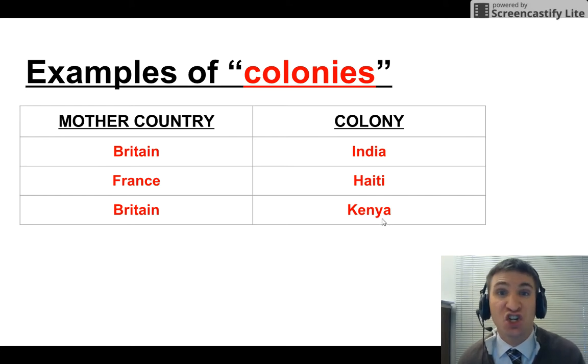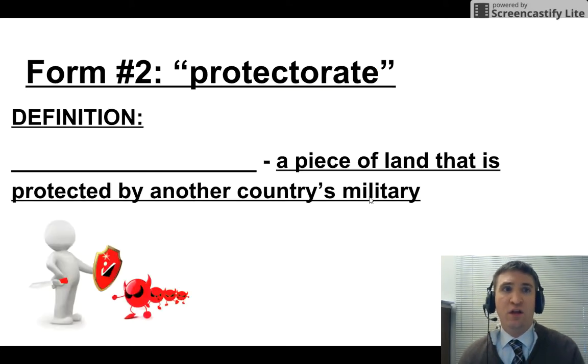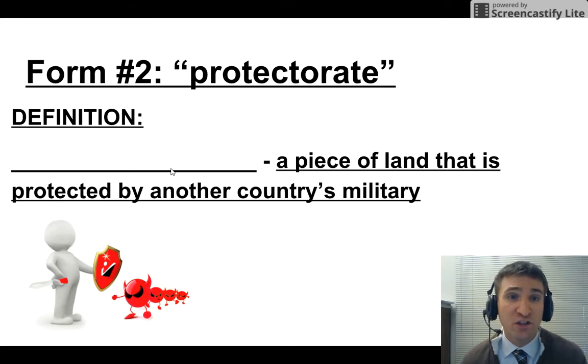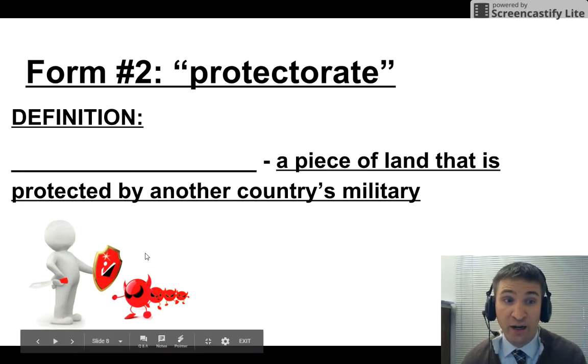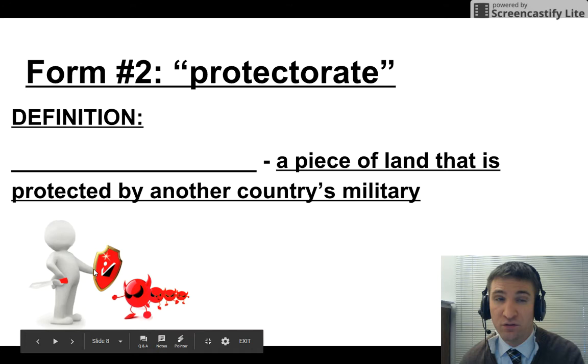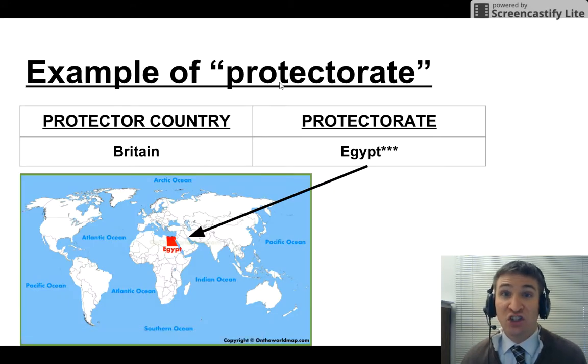The second form of imperialism is protectorate. The word protect is in this word. So what does it mean? A protectorate is a piece of land that is protected by another country's military. And that's what's going on here in this picture. An example of a protectorate in world history: the protector country is Britain, and Britain is protecting the African country of Egypt.